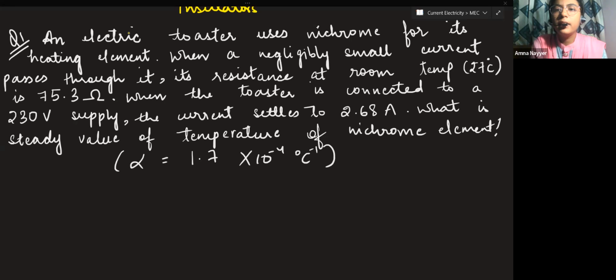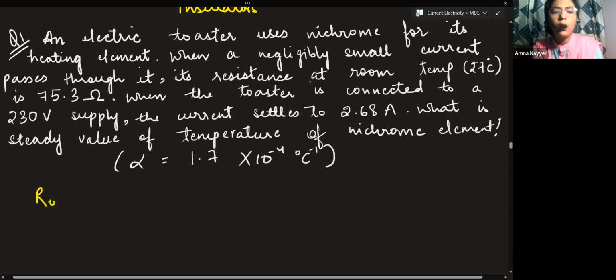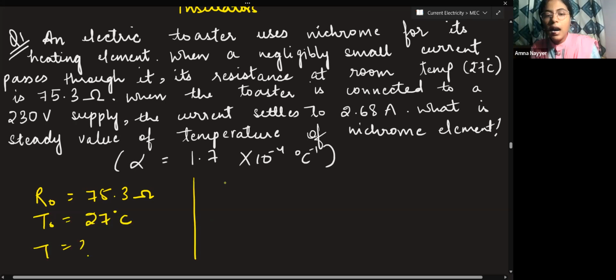See, in this question, it says an electric toaster uses nichrome wire as the heating element. When a negligibly small current passes through it, we have its resistance at room temperature. So what does resistance at room temperature mean? R naught, which we took as the room temperature resistance. This is 75.3 ohms. T naught means the value of room temperature, which is given as 27 degrees Celsius. Then the temperature we don't know, we have to calculate.